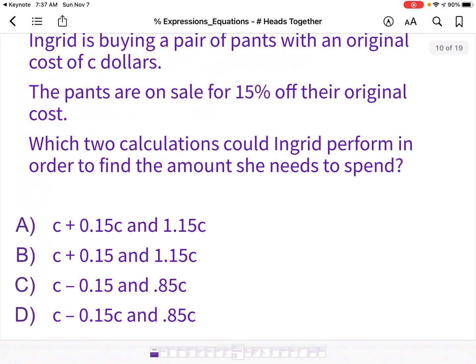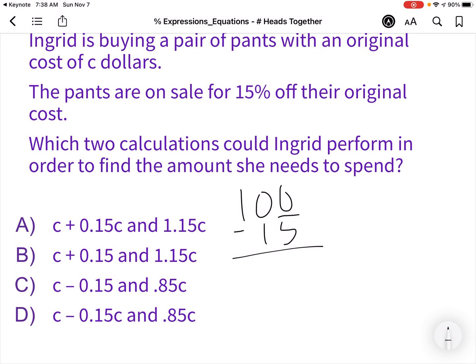Ingrid is buying a pair of pants with an original cost of $C. The pants are on sale for 15% off the original price. Which 2 calculations could Ingrid perform in order to find the amount she needs to spend? Well, if it's on sale, I'm saving it. So 100 minus 15 leaves me with 85%. Move my decimal over. So 0.85 C.